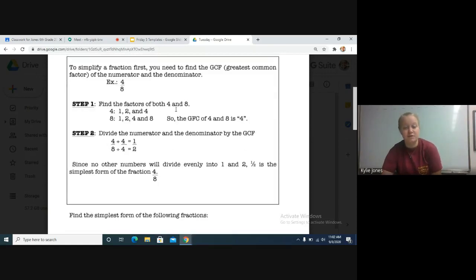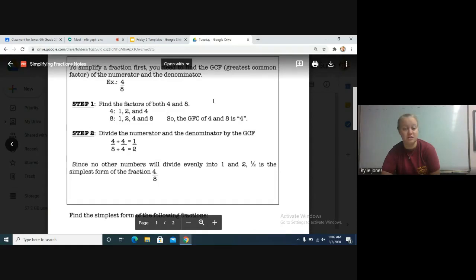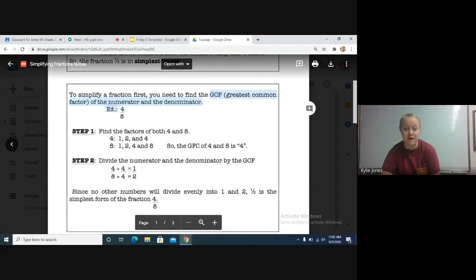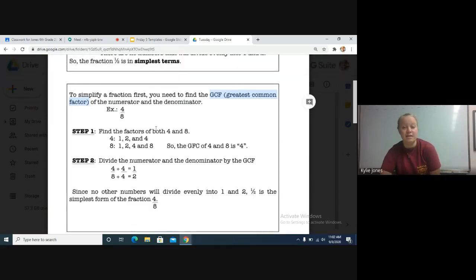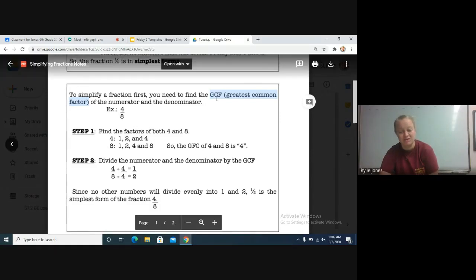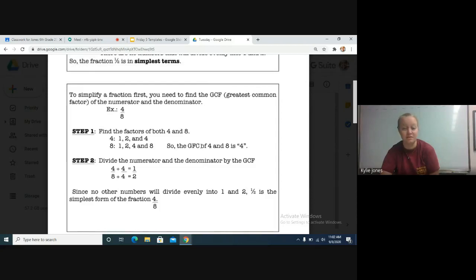I personally do not find the GCF when I simplify fractions. I just find any number that they both have in common. I think that finding the GCF takes a bit longer than you need. Sometimes it works. Well, it'll work no matter what, but sometimes it's the fastest way. Other times it just takes longer to find the GCF and then divide. So finding any factor that they have in common usually works quicker. So any number that you can divide into both numbers.